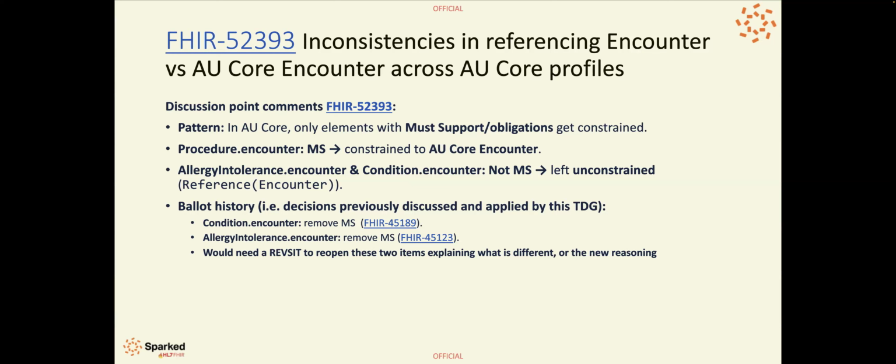And there were some previous ballot items that discussed removing the must support from these items. So I think these tickets here for condition encounter and allergy intolerance encounter, there were previous items that removed the must support from these, which is now why they're reference Encounter. So the mixed targeting at this point, due to conventions, is intentional and aligned with the AU Core practice that we only constrain must support and leave non-must support elements unconstrained.